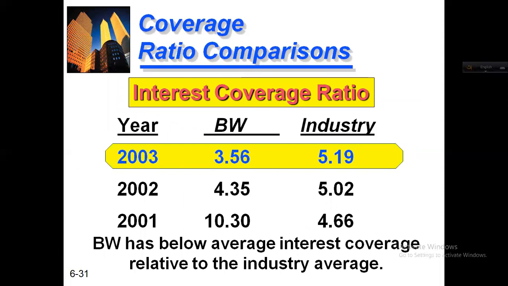So you can see that for BW company, in the first year the times interest earned ratio is 10.30. So its interest coverage was better than now. And in the cross-section analysis, you can see that the industry average was 5.19, that is the standard interest coverage ratio, and our company BW is 3.56, that is quite lower.